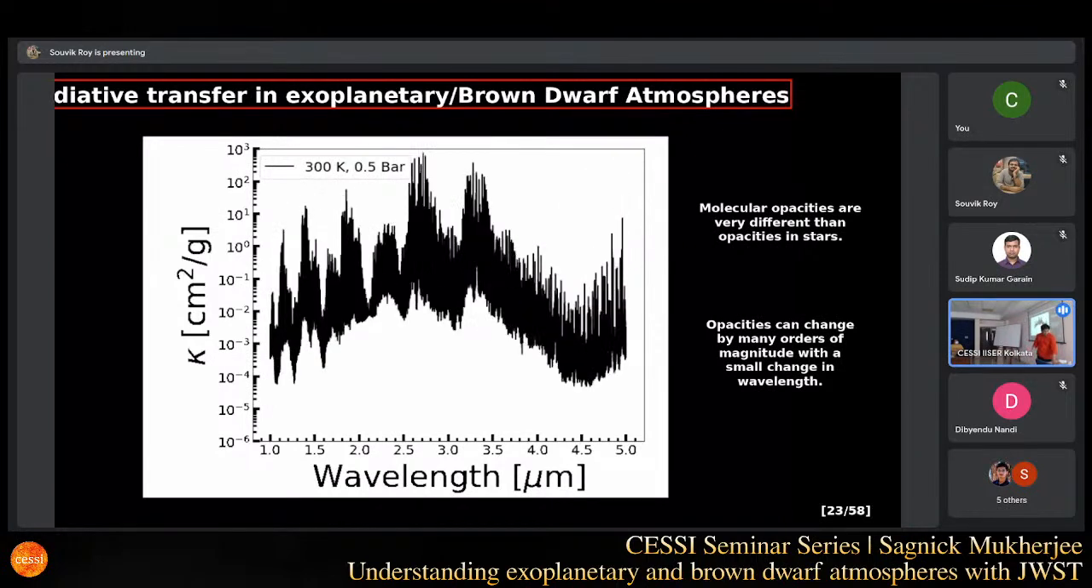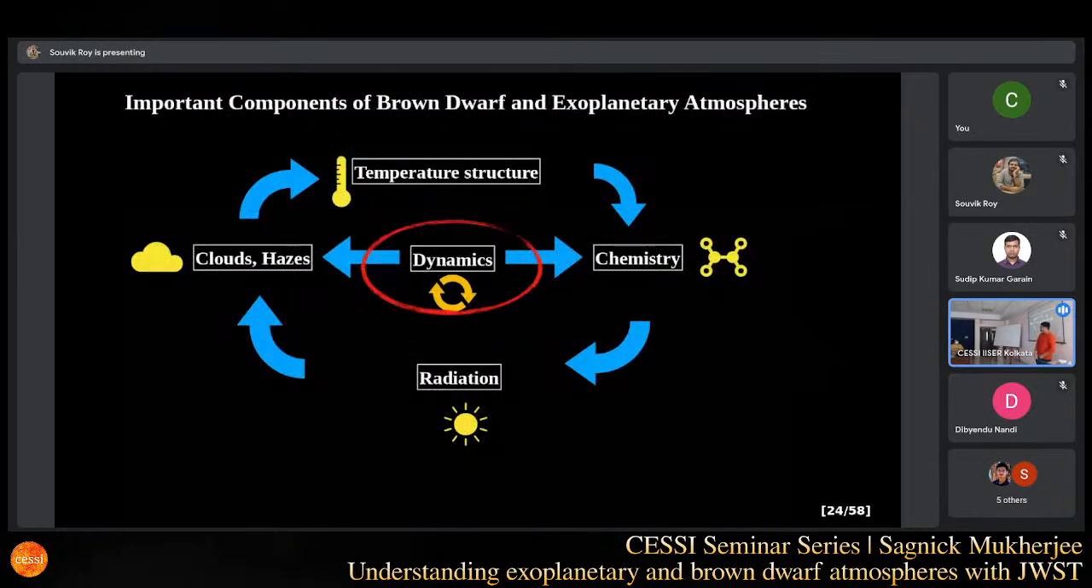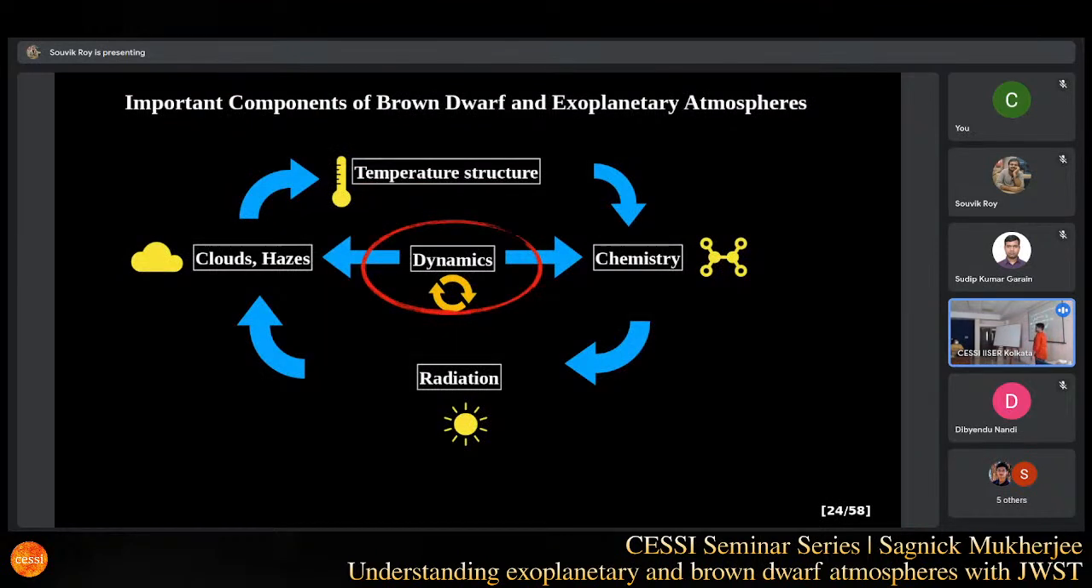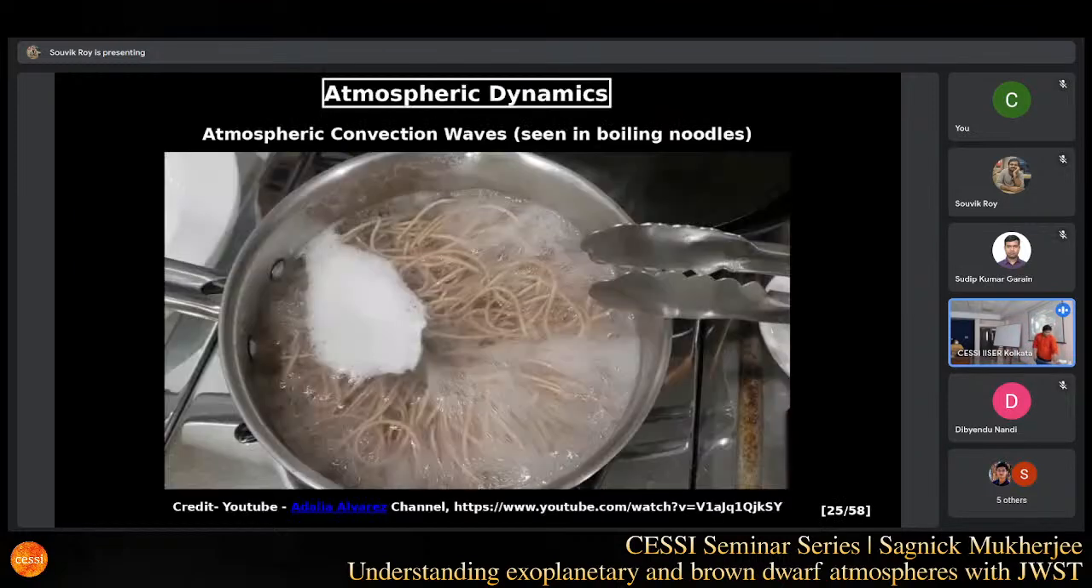Okay, that's all about radiative transfer. And last, and my favorite, is dynamics. Atmospheres are not static, even though in our physics courses we are taught hydrostatic equilibrium. That's kind of true, but atmospheres in general are always moving. That's why you have rainy seasons and all these weather events on Earth. So what kind of movement am I talking about? Oh, the videos are not working. But here I had convection in noodles.